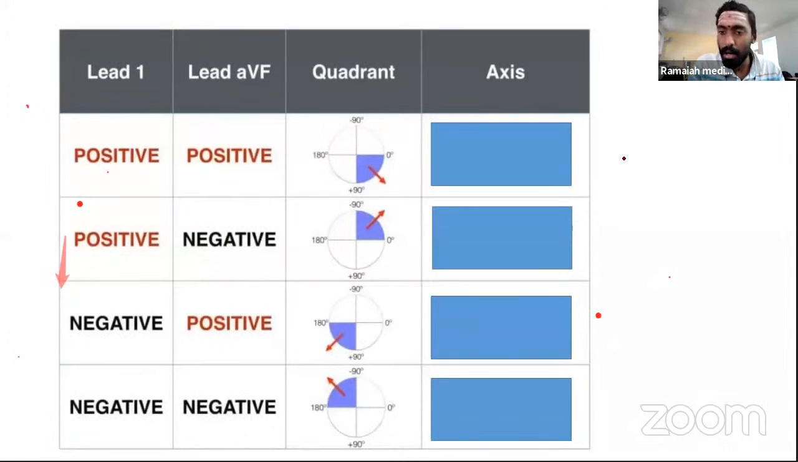Can someone tell what this would be? The first one: axis, normal, left, right, or extreme? First is going to be normal, correct. Can someone tell what this second one is? Lead 1 is positive, lead AVF is negative, so it will be left axis. You'll use lead 2 to say whether physiologic or pathologic. If lead 1 is negative and AVF is positive, it will be right axis. Very good. And if both are negative, it will be extreme axis. Good. So you have understood this.